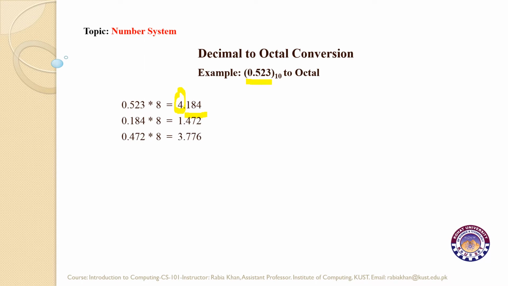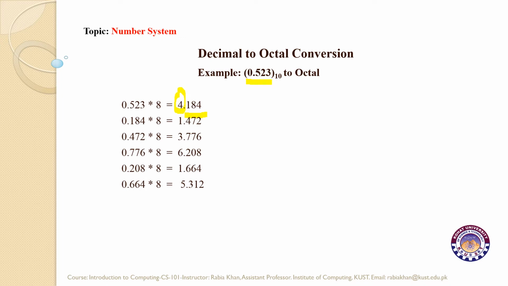0.472 is again multiplied by 8, and the result is 3.776. 0.776 is again multiplied by 8, and the result is 6.208. 0.208 is again multiplied by 8, and the result is 1.664. 0.664 is again multiplied by 8, and the result is 5.312. So here you can see we are not reaching the end of the result.